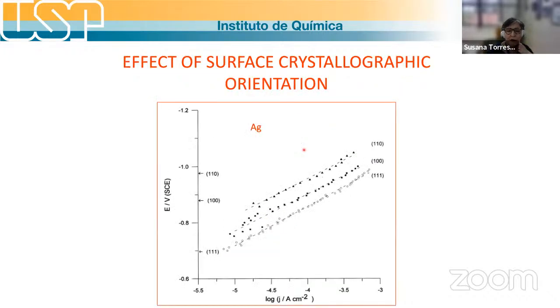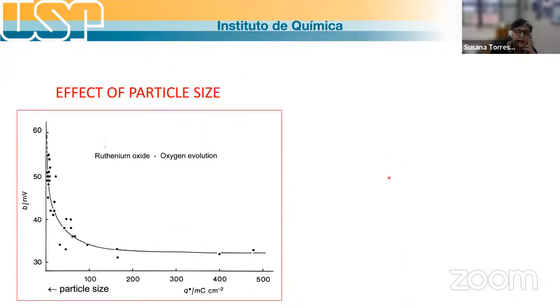We have also, for example, the effect of the surface crystallographic orientation. We have not a change in the Tafel law, but we have a change in activity. Very, very important, evidently, that we have different activity for the different crystallographic orientations. For example, in the case of silver.